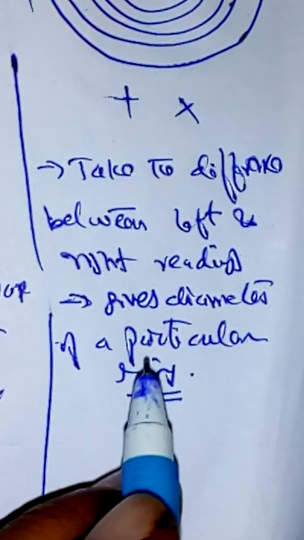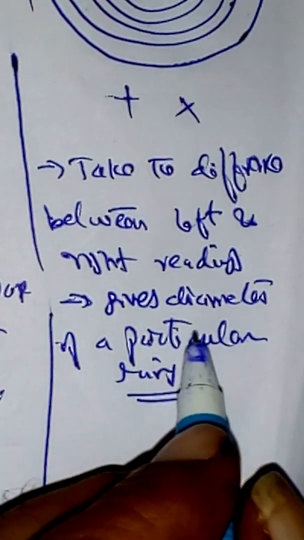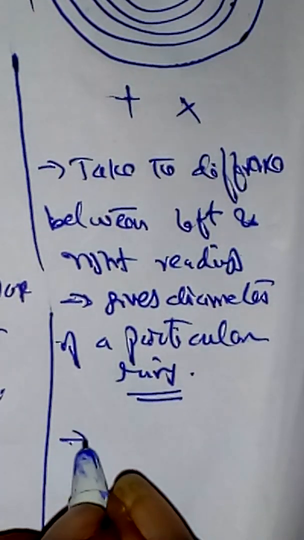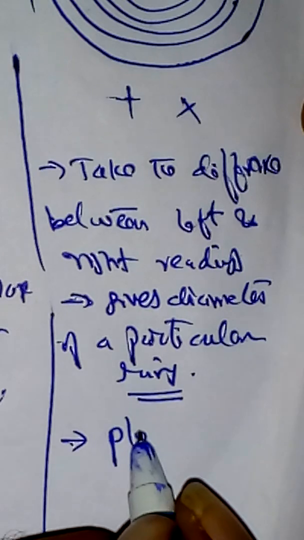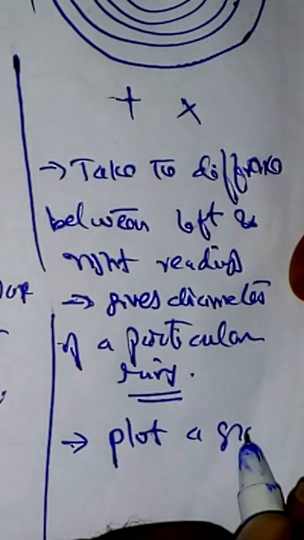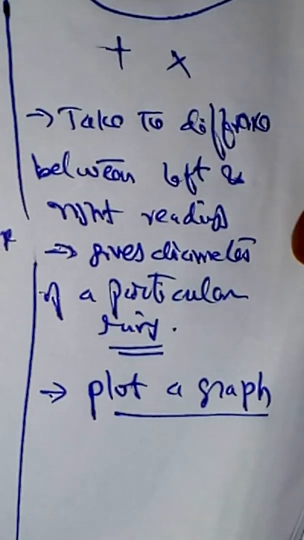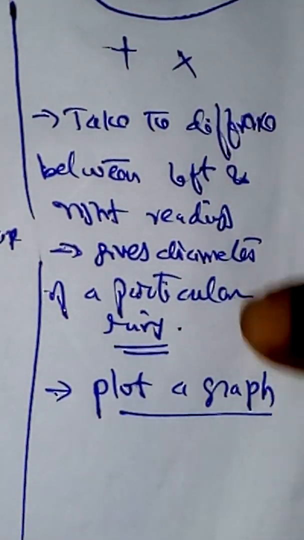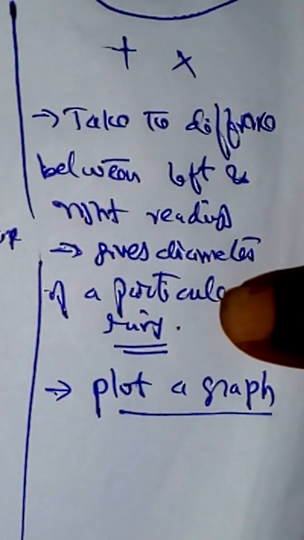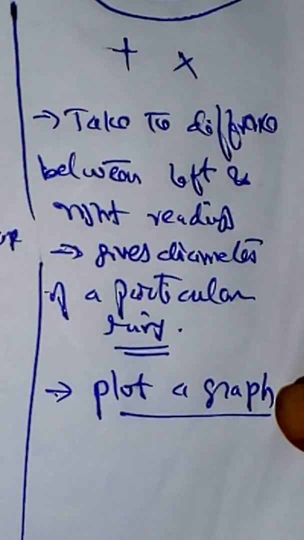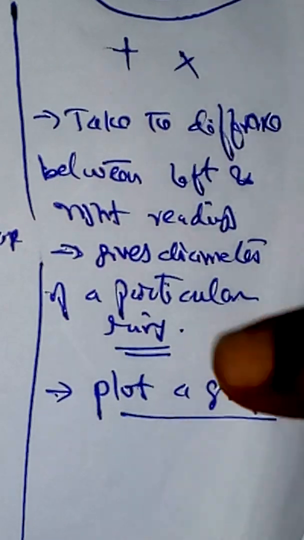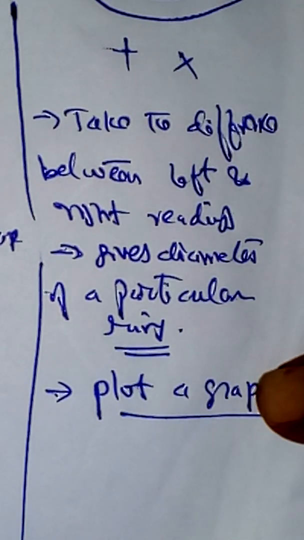So you go on taking the readings, and the difference gives you the diameter of a particular ring. With those readings, we will go for plotting a graph. Always remember, whenever an experiment is conducted and readings are noted, we have a habit of drawing a graph. Basically, the reason is very simple: having drawn a graph and taking the average value from the graph will reduce the number of practical errors.